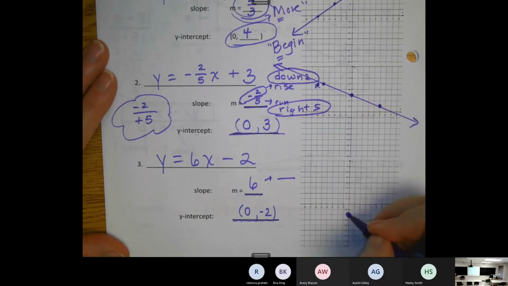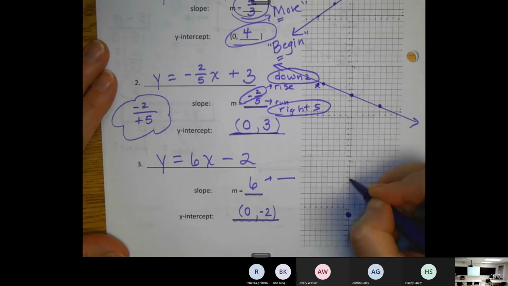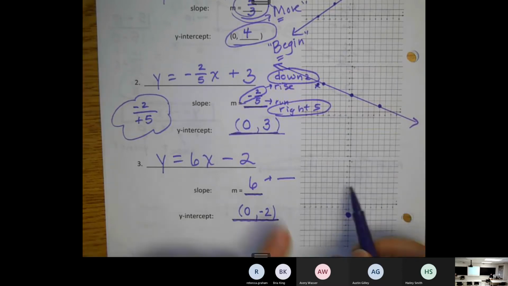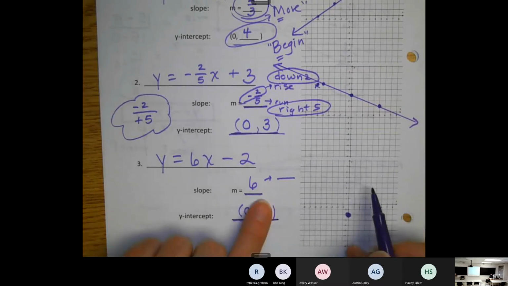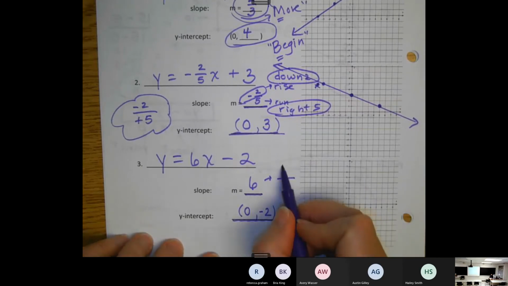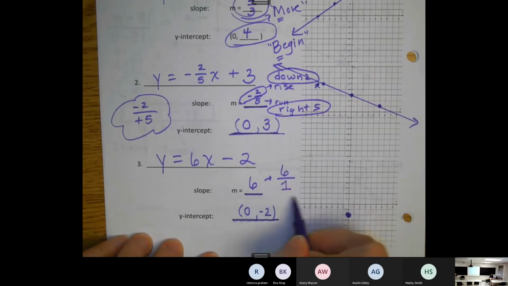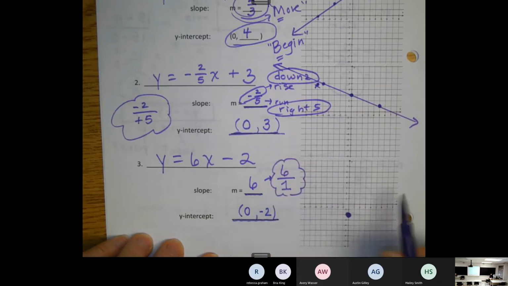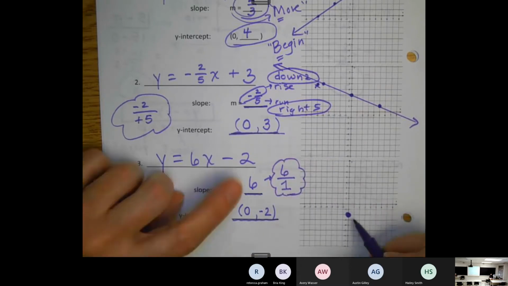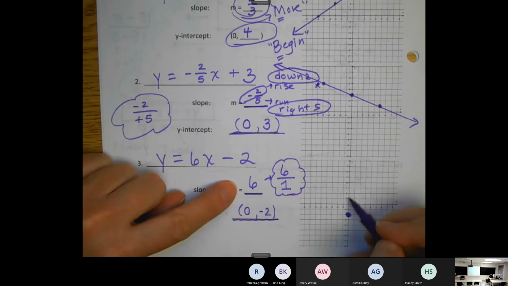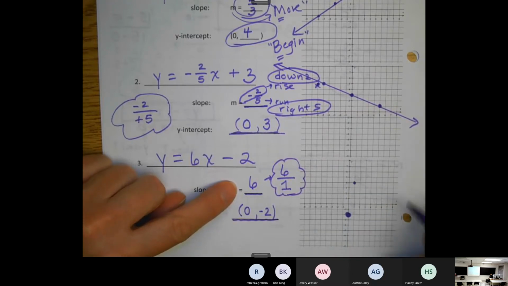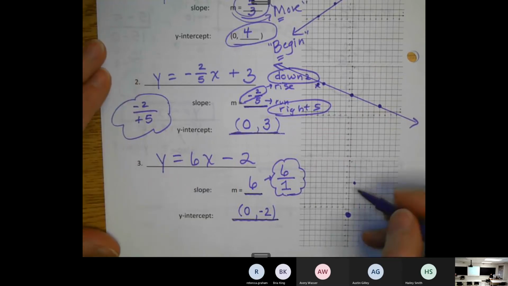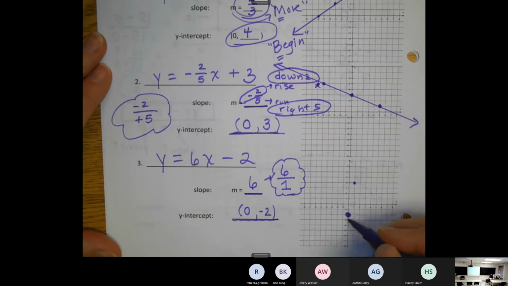Like maybe from that point I go up 6 spaces since I've got a positive 6, but then I need to know how far right or left over to go. If I want to make a fraction out of a whole number, I can always put it over 1. In other words, from that dot we already made, let's go up 6 spaces and then over to the right 1 space. It's going to make a pretty steep line. Up 6, right 1. Or we can go exactly opposite. We could go down 6 and left 1.